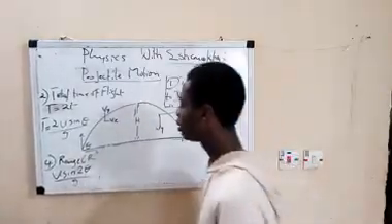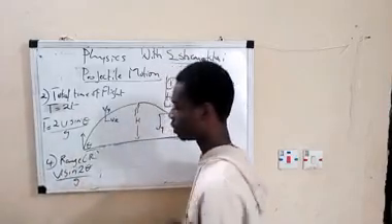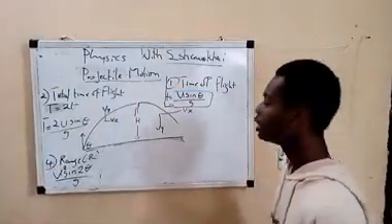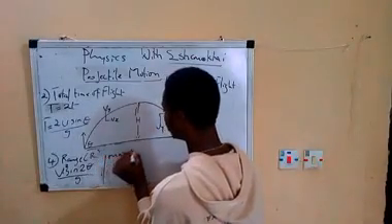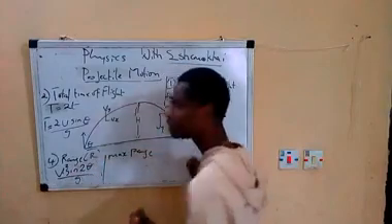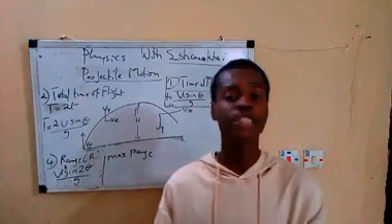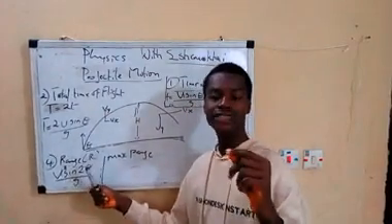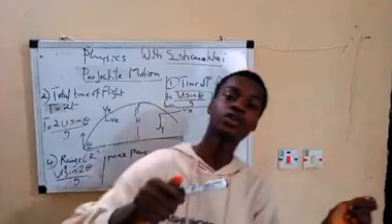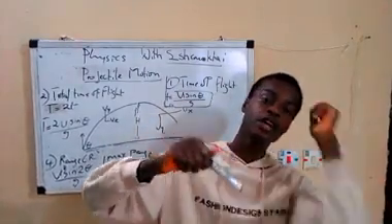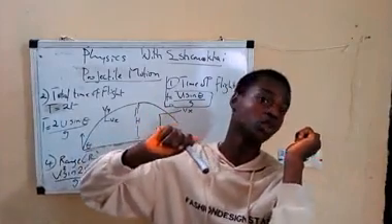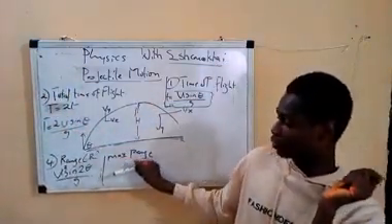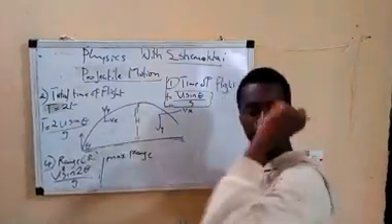I gave you this formula, u sine 2 theta. It's supposed to be u square sine 2 theta over G. Now maximum range. Maximum range is 45 degree. When you're about to throw a javelin, your hand needs to be at 45 degree to make a good throw. So the angle for maximum range is 45 degree.